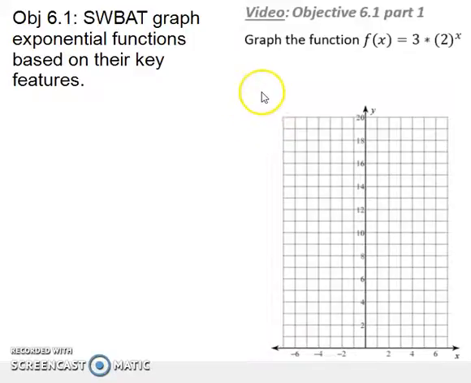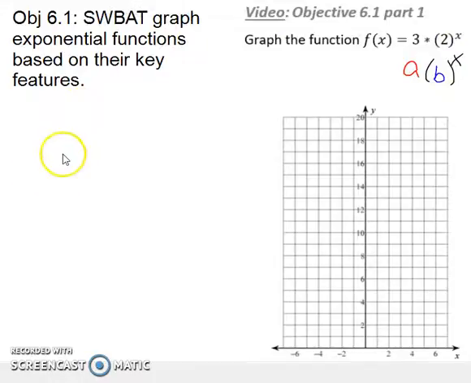Hello, our objective today is going to be the first part of graphing exponential functions based on their key features. Just a reminder, an exponential function, the most basic one, has an initial value or a y-intercept, and then it's multiplied by a multiplier, which we usually write like this. So the general function is a times b to the x.